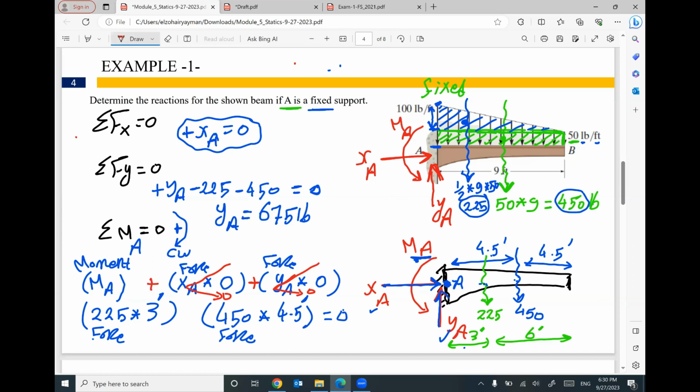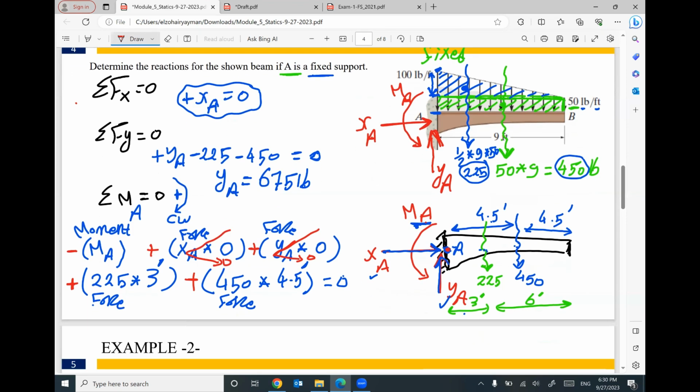My concern is you assume the clockwise rotation is positive. Unfortunately, MA is counterclockwise, so it will be negative. 450 times 4.5 will be clockwise, positive. 225 times 3 will rotate clockwise, it will be positive. Any rotation clockwise about point A will be positive. Any rotation counterclockwise will be negative. The only unknown in this equation will be MA. So I can figure out the value of MA, which is the third reaction in this problem.